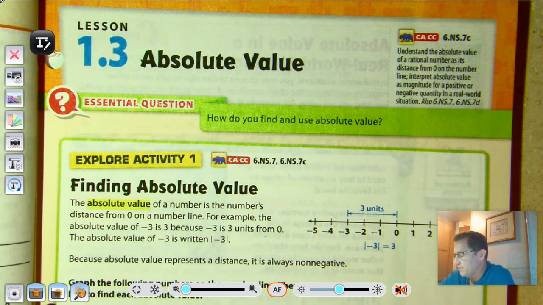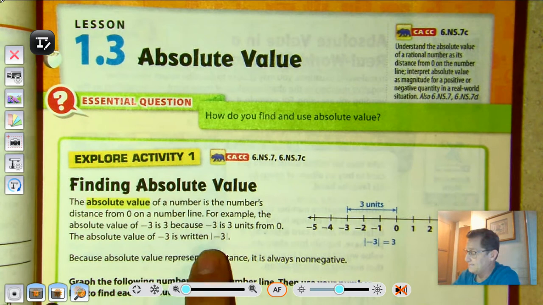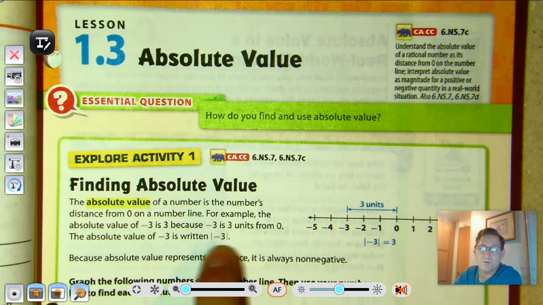So what is absolute value? The absolute value of a number is the number's distance from zero on a number line. For example, the absolute value of -3 is 3 because -3 is 3 units from 0. The absolute value of -3 is written with these symbols around -3. So these symbols like this represent absolute value.